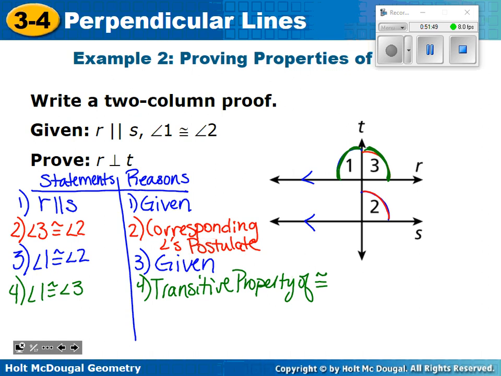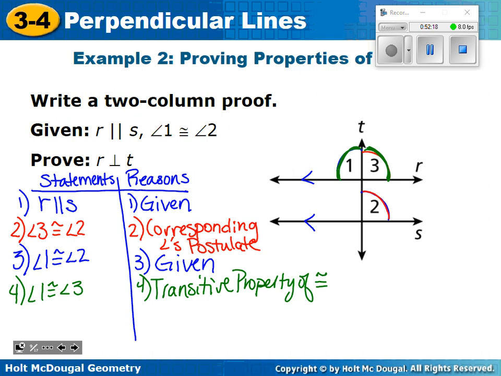And we're trying to prove that R is perpendicular to T. So do we have a linear pair of congruent angles? Or do we have two lines parallel and the transversal's perpendicular to one of them, so now we can say it's perpendicular to the other? Okay, the top one. Do you agree that we have 1 and 3 are congruent in our proof? And what kind of angles are 1 and 3?